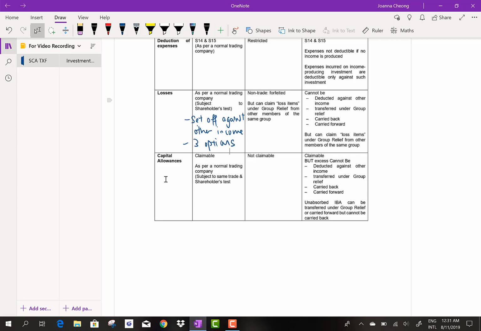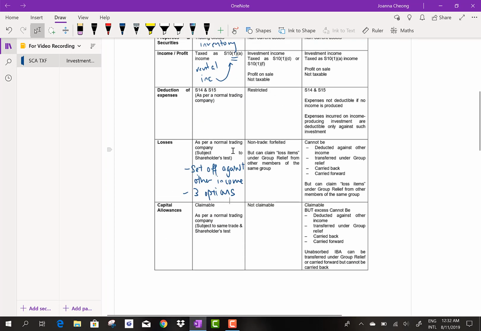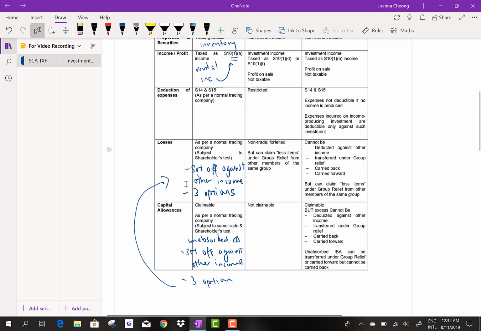What about CA? Can they claim? The answer is yes, because after all, this is a trading company. They earn 101A income. So if you are a trading company, you can claim CA on the asset that is used to earn that trading income, the trade income. And in the event there is unabsorbed loss, or rather CA, you can actually set off against other income. And also if you still have balance, you can transfer, carry back, carry forward. So it's basically the same as what you see here for losses. Okay, so that's for trading company.